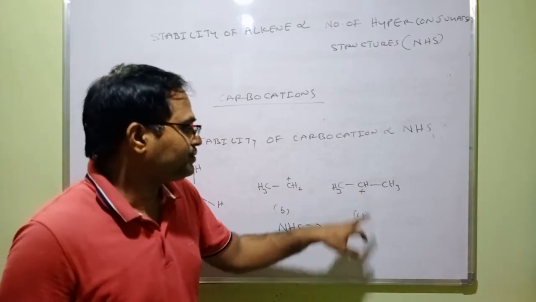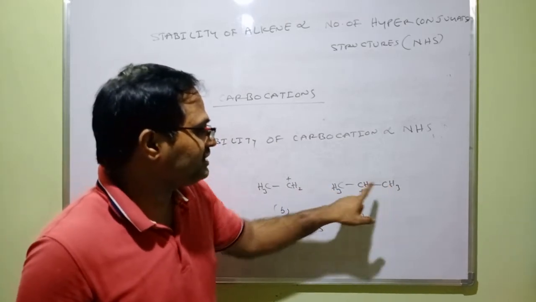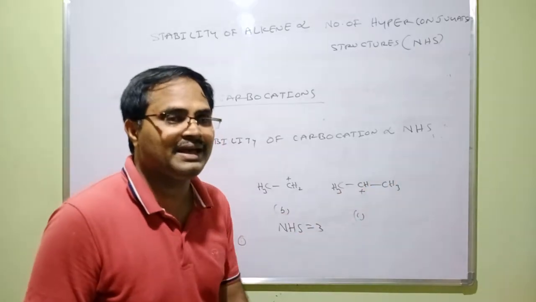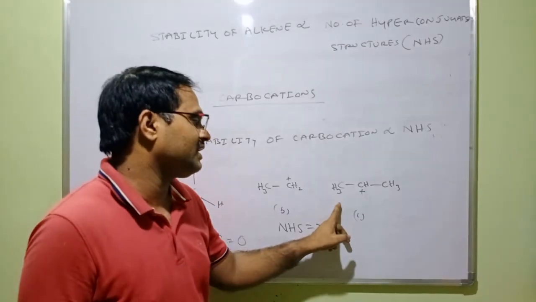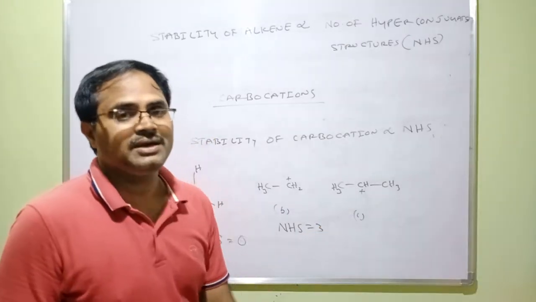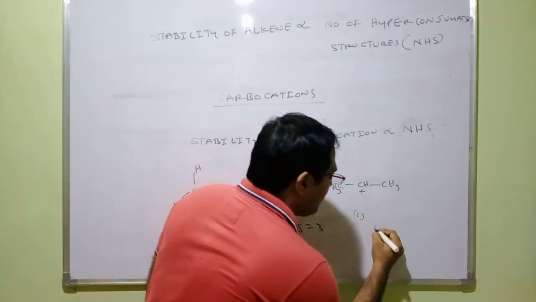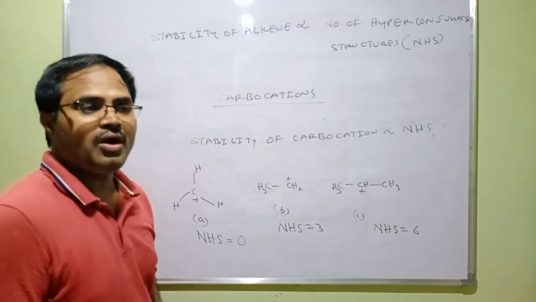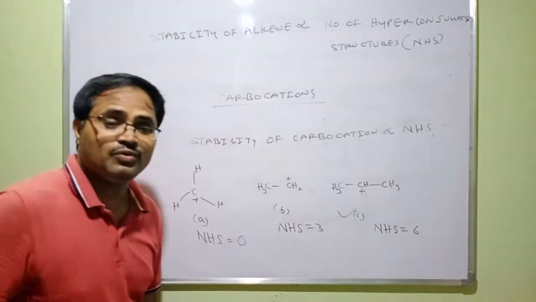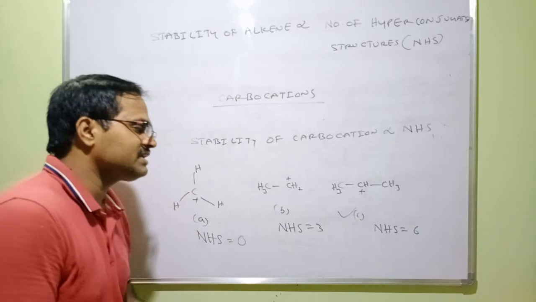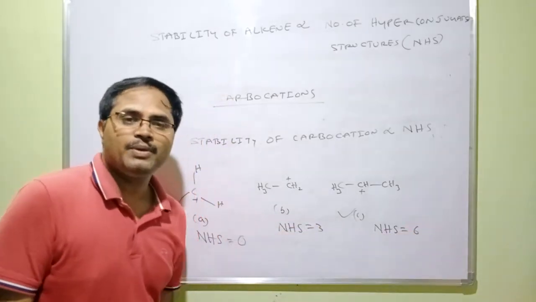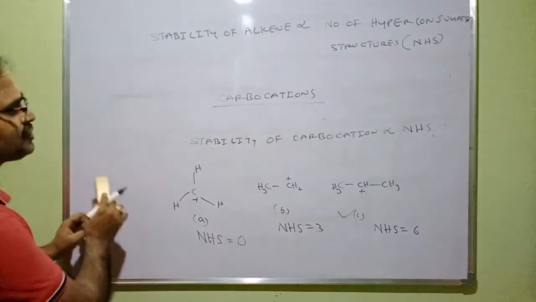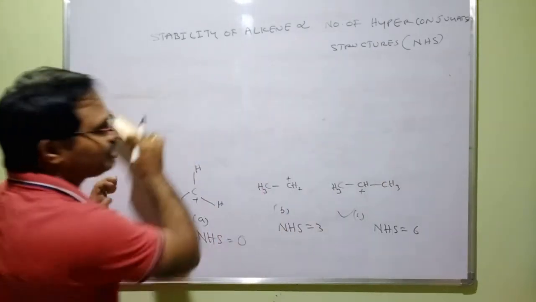So here, how many? The sp2 carbon is there. This is also sp3, this is also sp3. Both are alpha carbons, both are sp3 carbons, and each sp3 carbon carries 3 hydrogens. This side 3 hydrogens, this side 3 hydrogens. In total we have 6 alpha CH bonds. Then the number of hyperconjugated structures equals 6. Then which is the most stable carbocation? This one, because it has the most hyperconjugated structures. Got it? That's it. So I can also take one more example to understand further.